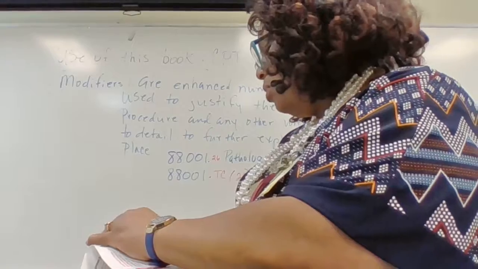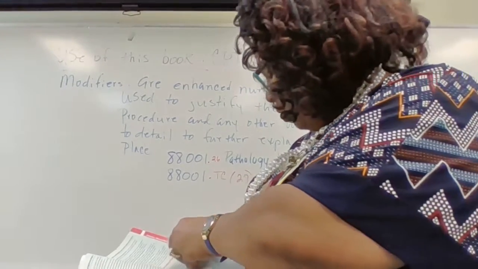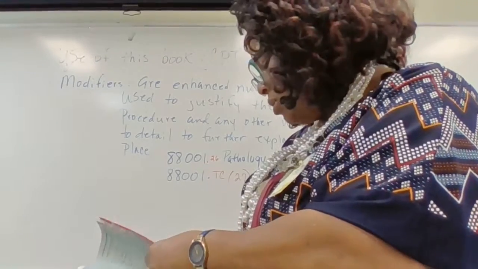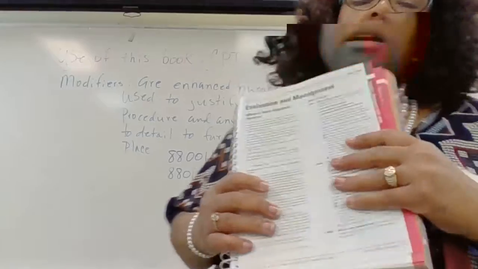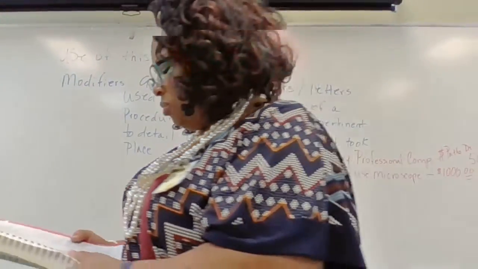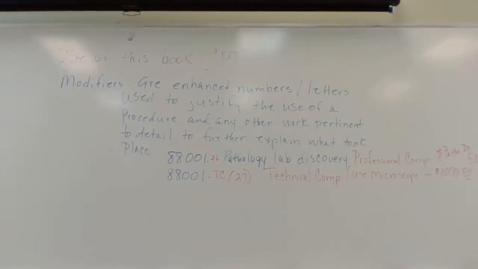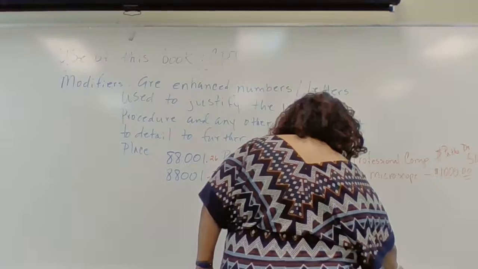And so here we are with the E&M codes. We call them E&M codes, but they're called Evaluation and Management Codes. Okay, so this is the Evaluation and Management Codes. Okay, so this starts with 99201. So let me erase this board here, kind of help give you a better view.